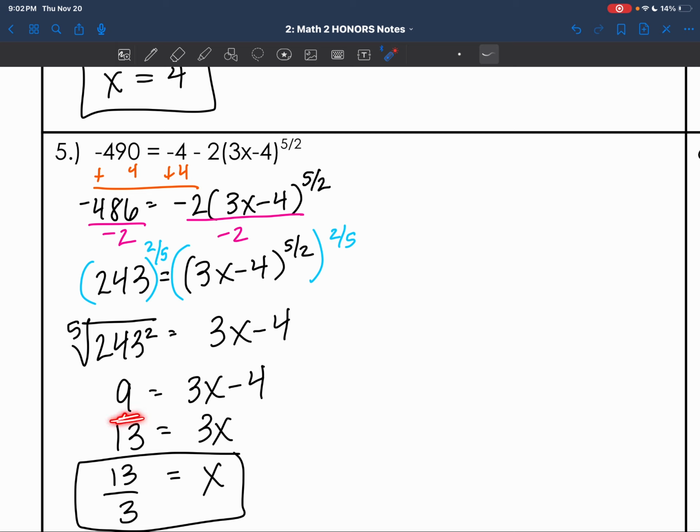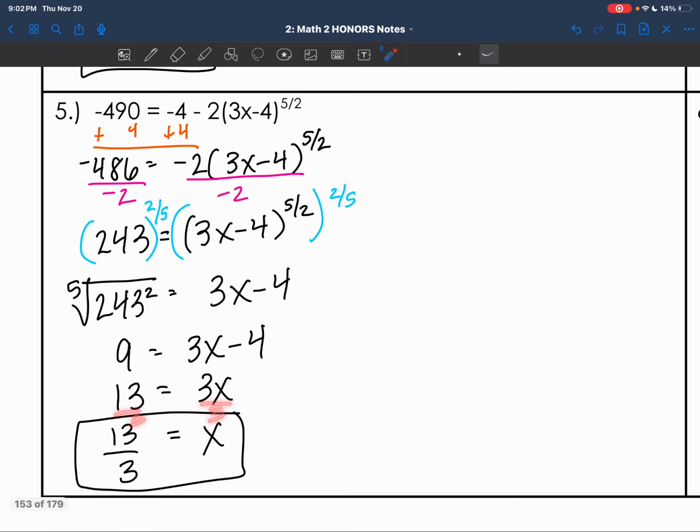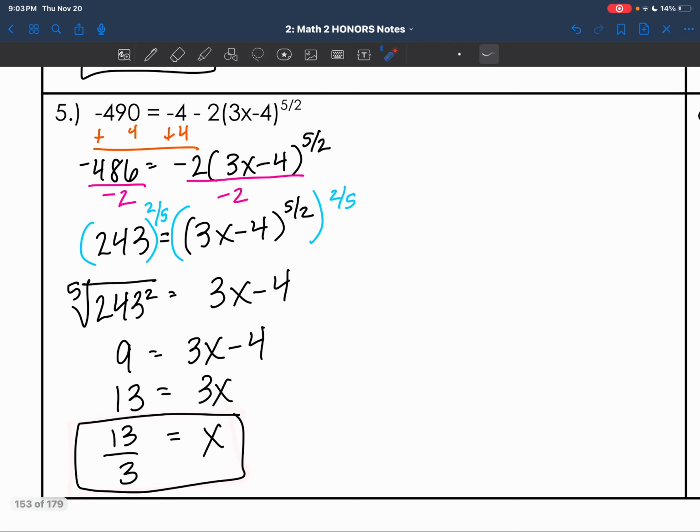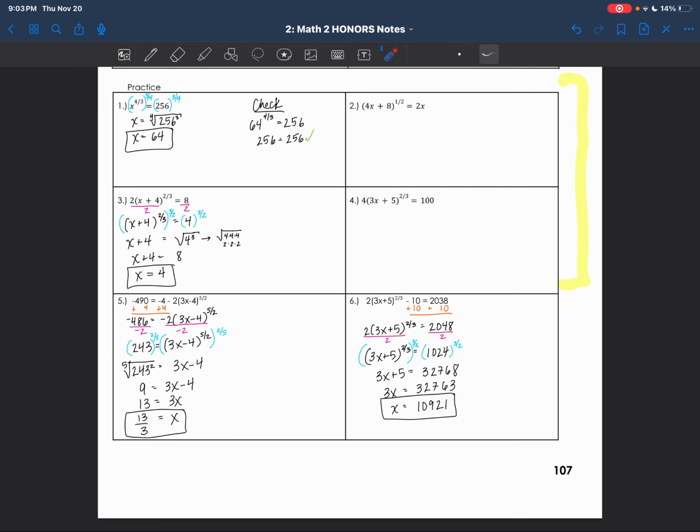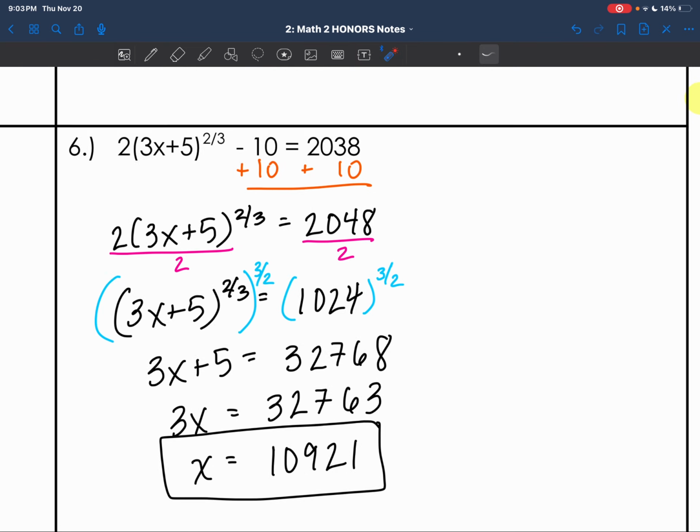You're going to get 9 equals 3x minus 4. So go ahead, add 4, and then divide by 3, and you're going to get x equals 13/3. All right, I'm going to have you try those two problems, and then we're going to do number 6 together.